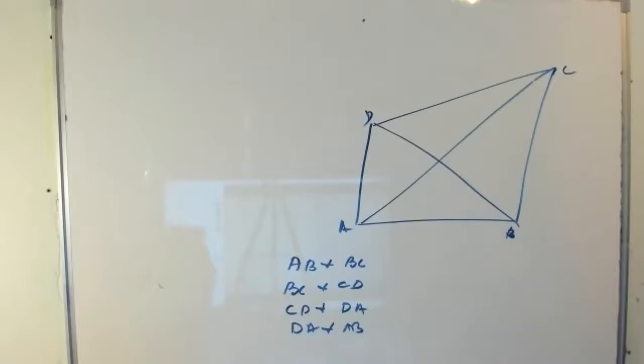Adjacent side means they have a common point, like AB and BC, B common, BC and CD, C common, CD and DA, D common, like that. Then opposite sides, there is no common point: AB and CD, BC and AD. Clear now?